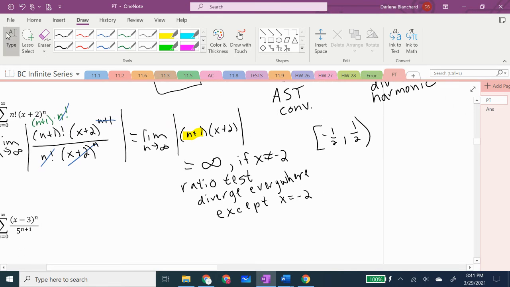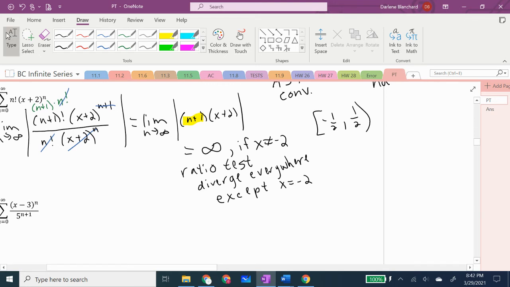But the ratio test does not tell me whether it converges or diverges at x equals -2. That's an issue of the center always converging. So that means my radius of convergence is 0. My interval of convergence is just a single number. So I'm going to write that as the set of all numbers {-2}.